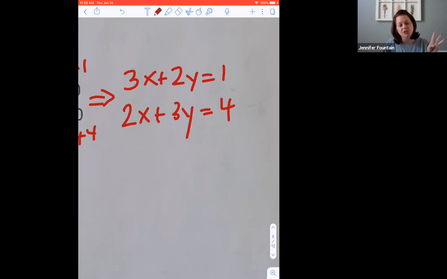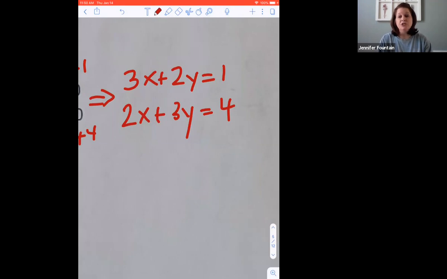I don't have like terms either. I've got 3x and 2x. Those are not like terms. I have 2y and 3y. Those are not like terms. So now I'm going to look and say, okay, what could I multiply by to make opposite terms? Is there anything I can multiply 3 by to get to 2? There's nothing I can multiply 2 by to get to 3 either.